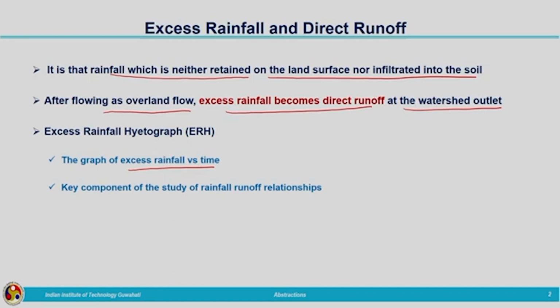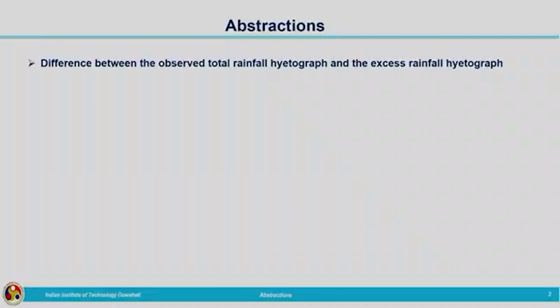This is very important when we study the rainfall runoff relationship, because whenever there is a hydrologic study, we need this rainfall runoff relationship: out of the total rainfall, how much water is lost initially, and after that what remains, which contributes as runoff.